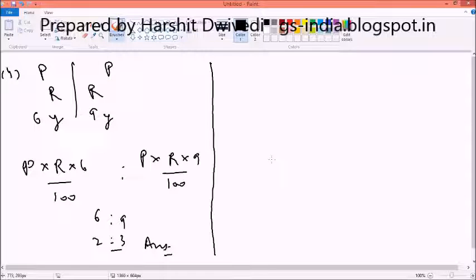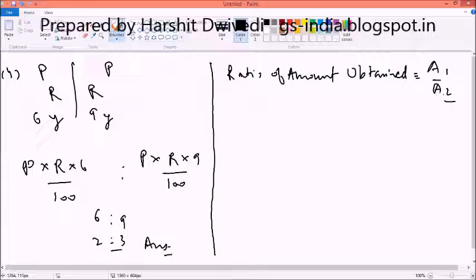I am not sure whether you will find this question in SSC CGL or not, but there is one question which can be found by improvising the conditions given in this question. I would like to make a note here that the question already mentioned in the blog has this same solution, but now I am making a question that suppose we have to find the ratio of the amount obtained. In that case, what should I do? The amount will be A1 upon A2, where A1 is the first amount and A2 is the second.